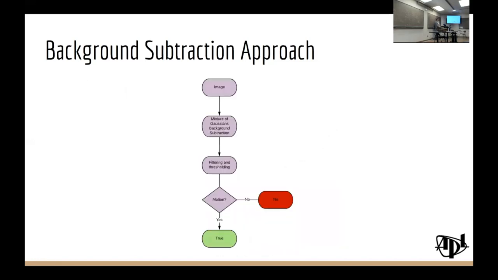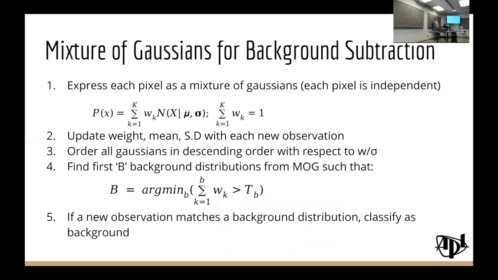And so the flowchart for this is relatively straightforward, where we take an image, we apply the mixture of Gaussians background subtraction method, which I'll describe in a second. We filter and threshold that image, and if we see motion, then we'll classify it as a detection. The mixture of Gaussians is a relatively standard background subtraction method.